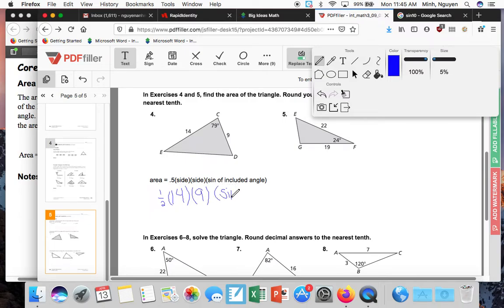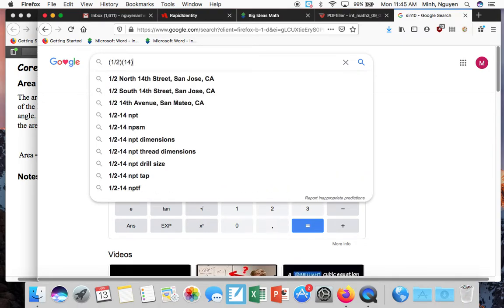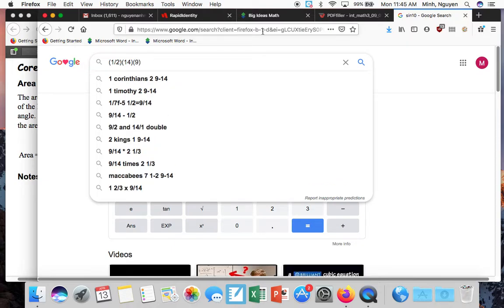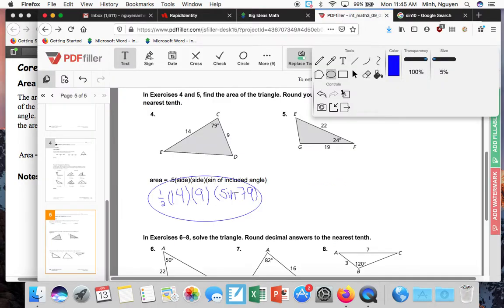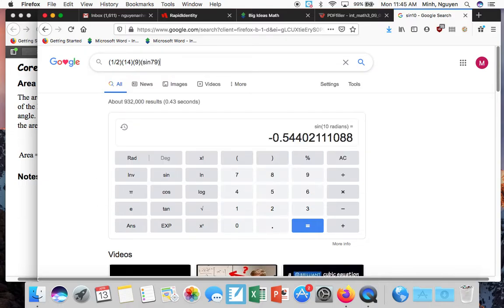Sine 79. I'll show you how I'll do it using Google's calculator. Of course, you're welcome to use the same, or if you have a scientific calculator or a graphing calculator at home, you can use that. We're just going to pop this in pretty much exactly: 1/2 times 14 times 9 times sine 79. Google understands that parentheses means we're just going to be multiplying. So let's do it.